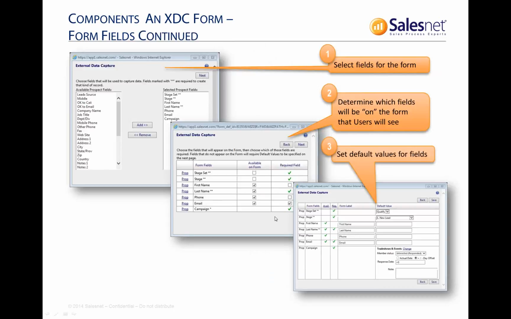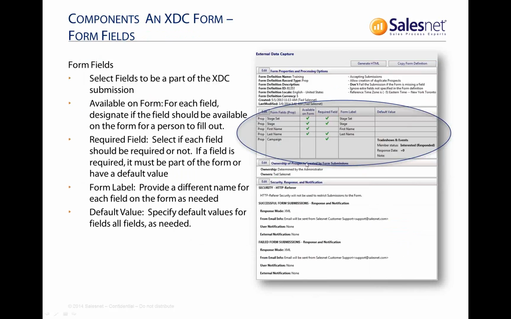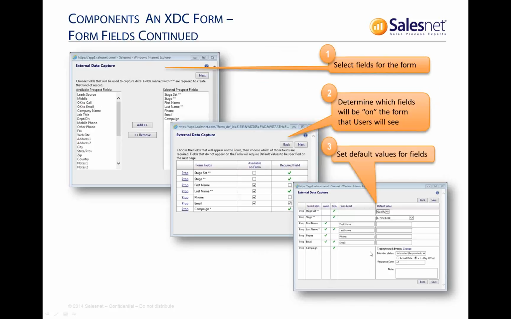Okay. Next, as we're selecting our fields, this is the wizard that you get. You get to pick the fields on the left, designate whether it is available or required, and then designate the labels and the default values. I just showed you what you see when you look at the list of fields on the definition. This is the wizard workflow that walks you through designating the needed pieces.